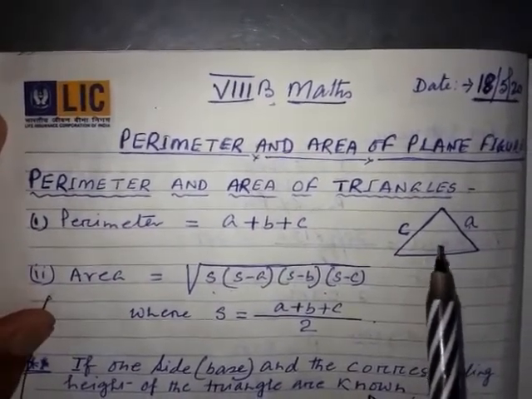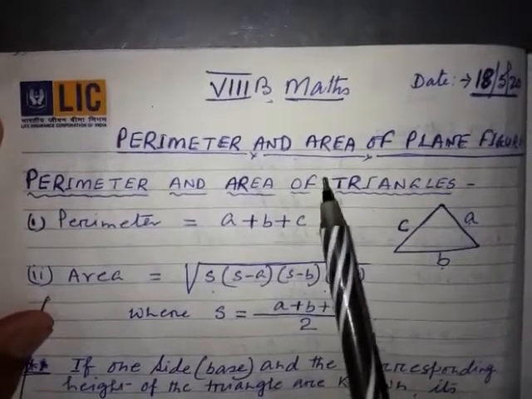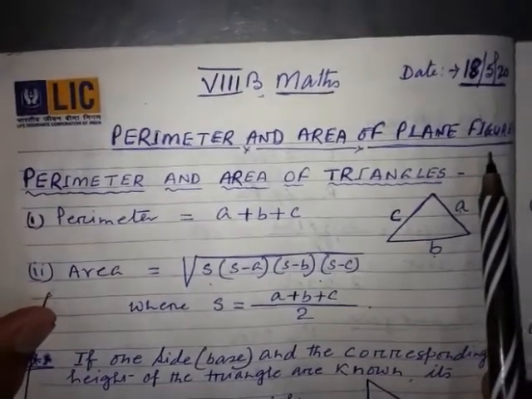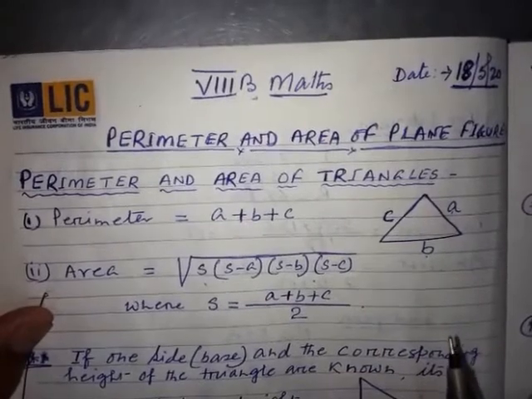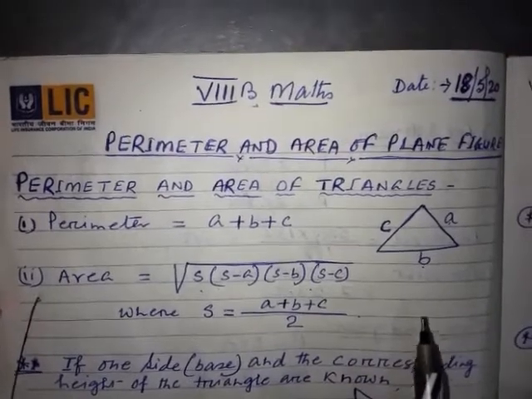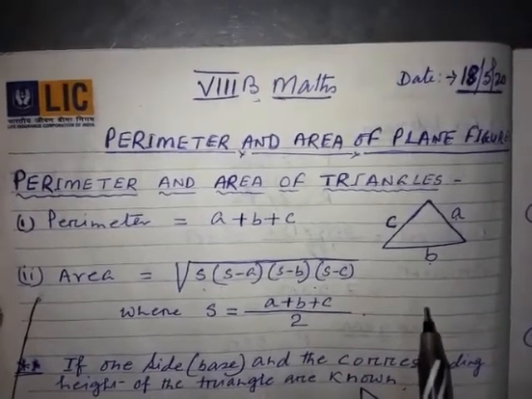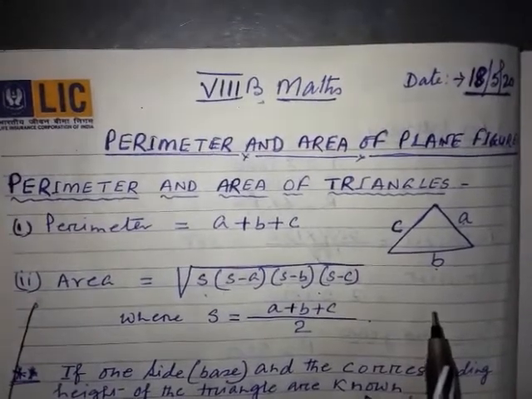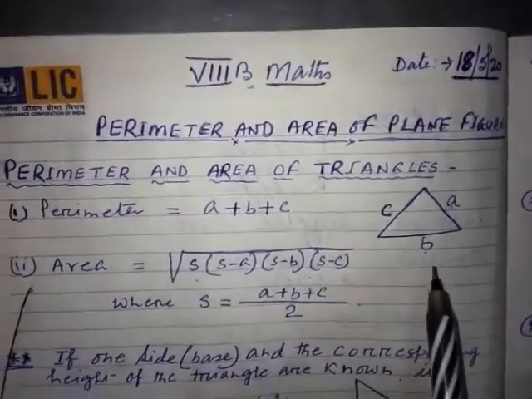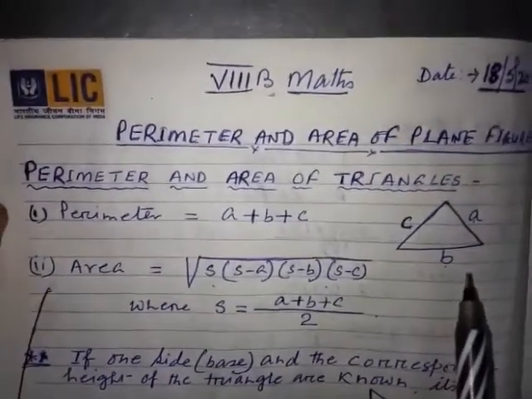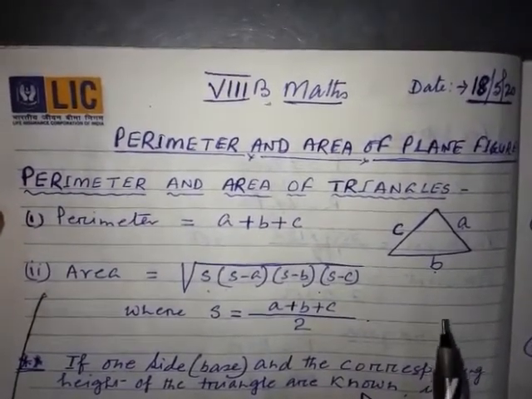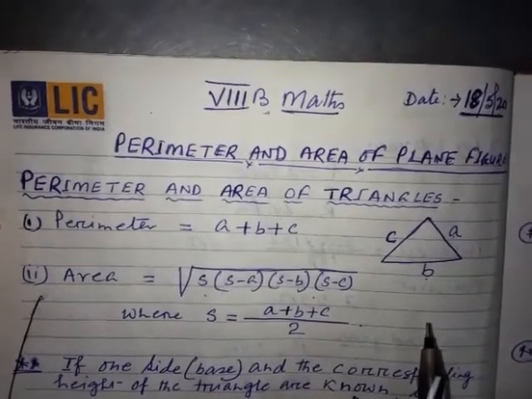Today, once more I want to tell you what all things I am going to discuss. Today I am going to discuss the perimeter and area of a plane figure. Out of this, I will only discuss the perimeter and area of a triangle. I don't want to discuss all the different kinds of plane figures. If I discuss all, you will get confused. So today I am only going to deal with the perimeter and area of a triangle.